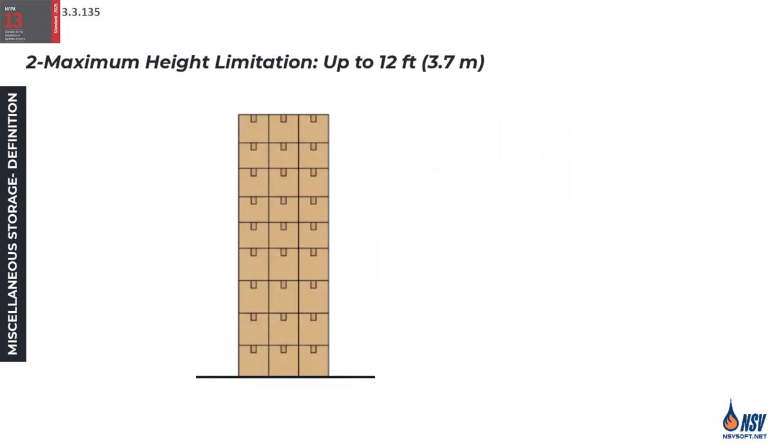Second, our storage height must not exceed 12 feet. To determine this correctly, NFPA 13 specifies that we must measure the storage height from the floor level to the very top of the commodity.